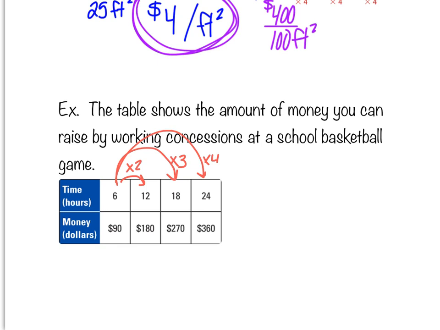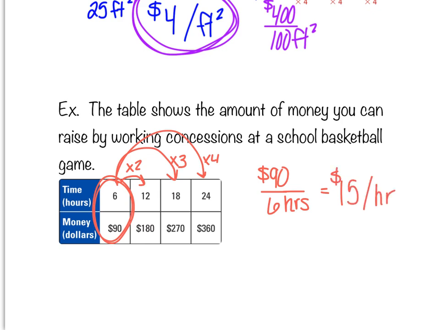All I have to do to find the unit rate is I can take one of them, say the first one, okay, and it says the amount of money you could make working concessions. I would obviously be doing dollars per hour here, so I'm going to put $90 divided by 6 hours. We can abbreviate everything there. So I take my calculator, I do 90 divided by 6, and that gives me 15, and then I'm going to put dollars per hour. So that's how much money we make working in the concession stand.